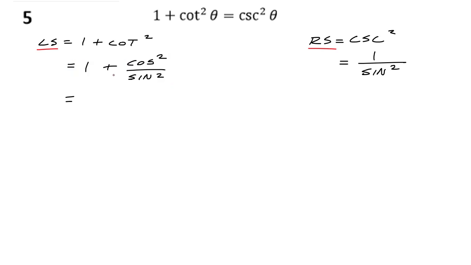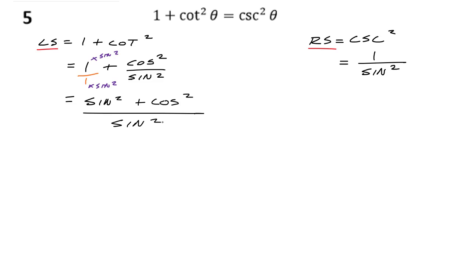Common denominators. So this one here is over 1, isn't it? So we need a common denominator. Well, what's the common denominator for 1 and sine squared? It's going to be sine squared. So what am I going to do? I'm going to multiply the numerator by sine squared. All right, so what do we end up having here? Sine squared plus cos squared over the common denominator of sine squared.